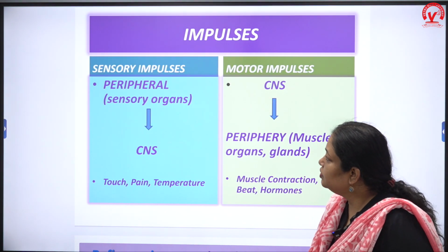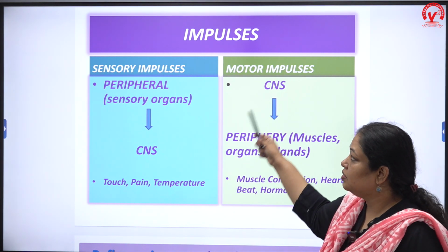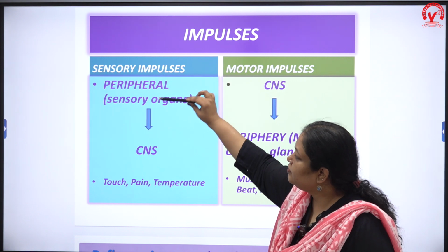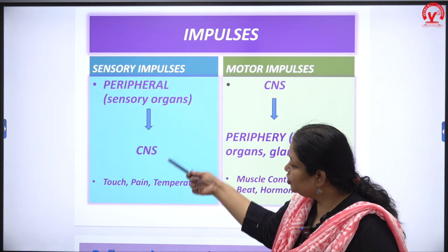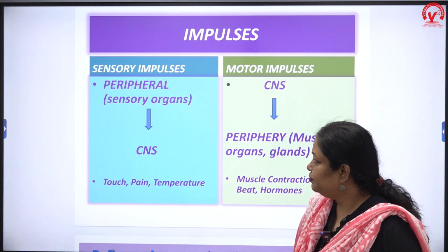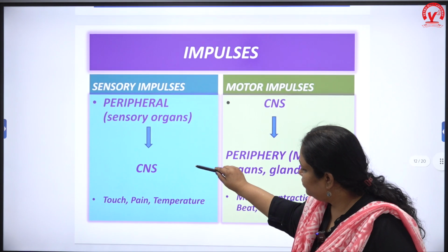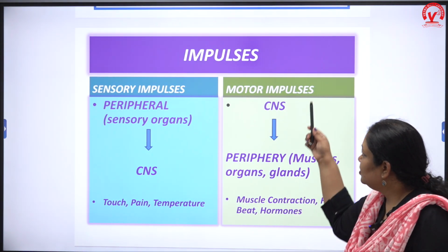We have sensory impulses and then we have the motor impulses. In sensory impulses, the impulses travel from the periphery, that is the sensory organs, to the central nervous system. And the sensory impulses include touch, pain, temperature.